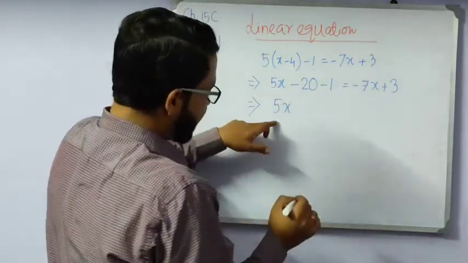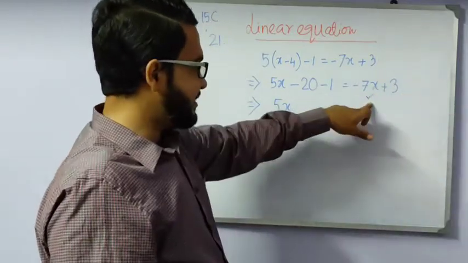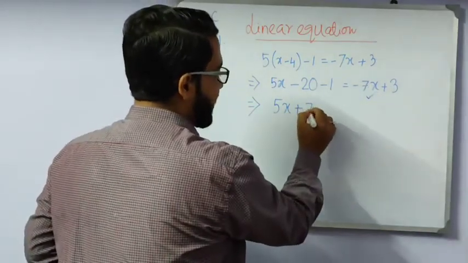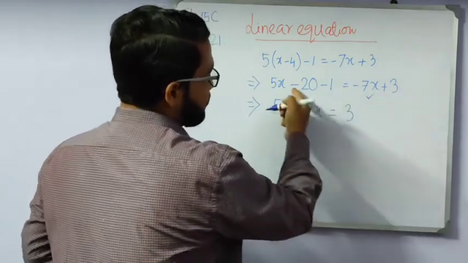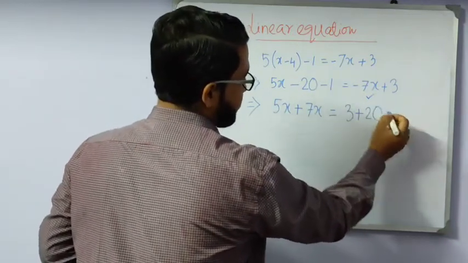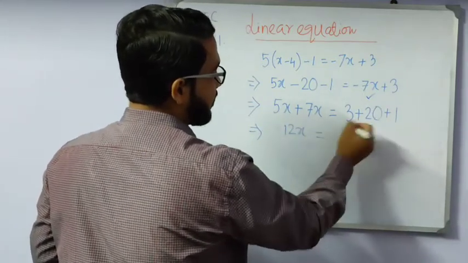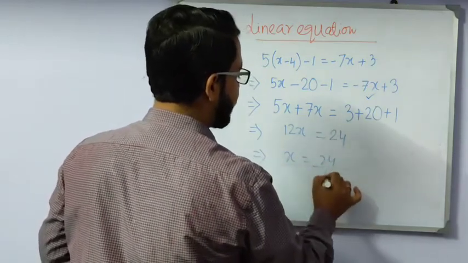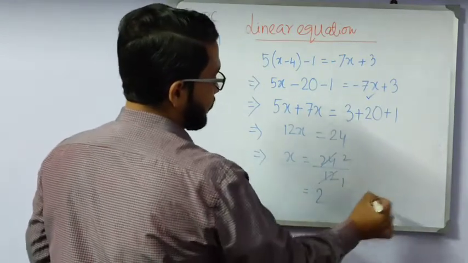5x, here 5x, so write down 5x first. Now what is the x? Minus 7x comes here, by changing its sign, that is plus 7x, is equal to, these 3 write down first. Now this minus 20 comes here, plus 20, and this one is plus 1. So this is 12x and this is 24. So x is equal to 24 upon 12. 2 is your answer.